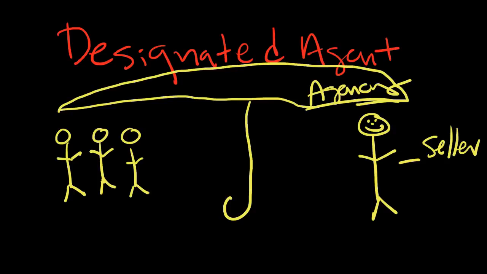But, for instance, this person here, they are working for the buyer. They are working for the buyer under the same umbrella of the same agency. So, this is called designated agency. And if you think that that's a little bit tricky, it is.